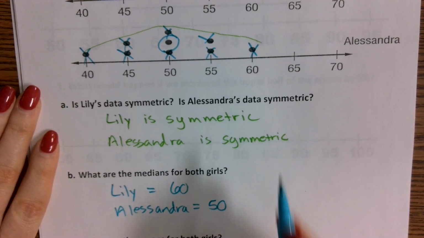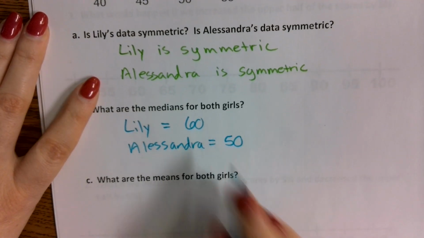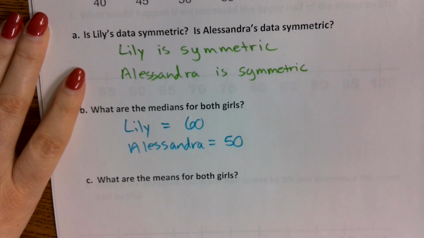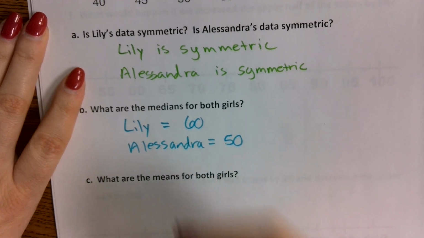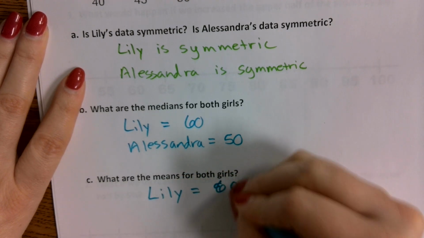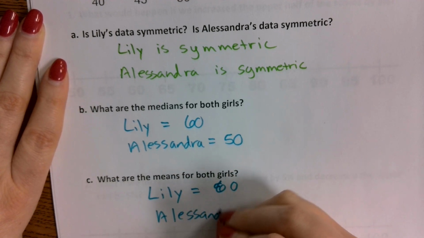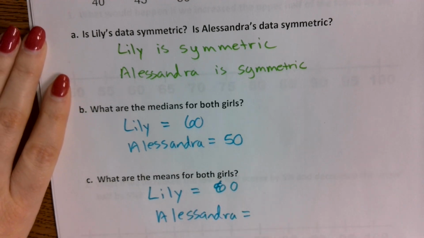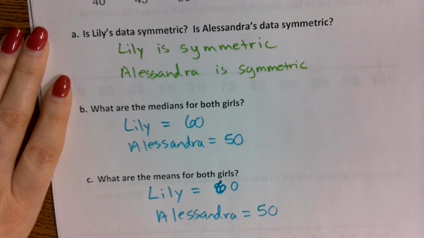And since we know it's symmetrical, that means Lily's mean is 60, and hey, stop packing up. Stop. Lily is 60, Alessandra is 50. They are identical to their medians. Tomorrow, you are going to have a quiz on comparing populations. Now you may pack up.